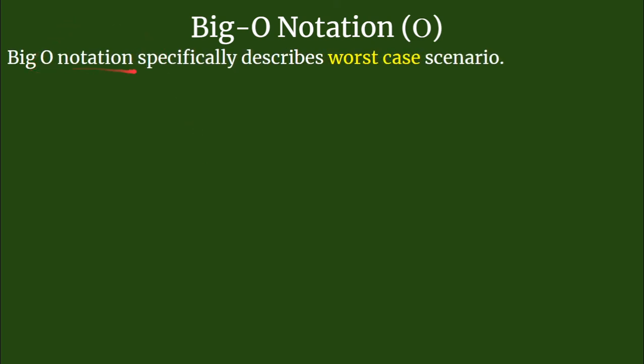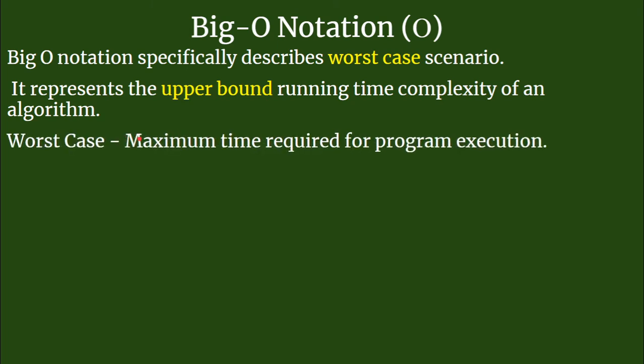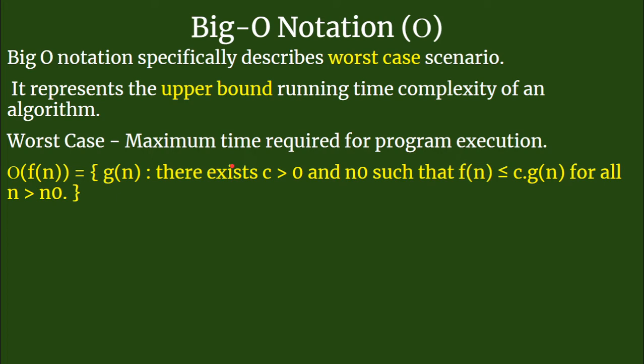First is the big O notation. It specifies the worst case scenario. It represents the upper bound running time complexity of an algorithm. So what is the maximum time the algorithm takes to execute the process? That is the upper bound running time of the algorithm. So this worst case defines the maximum time required to complete the program execution.